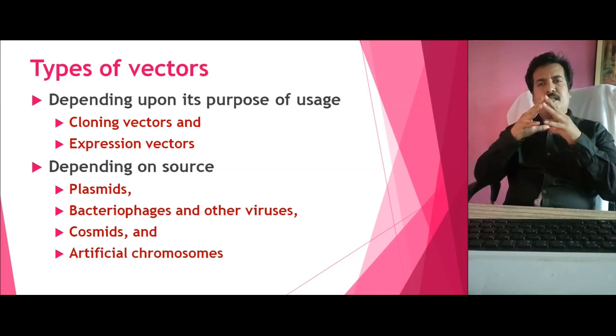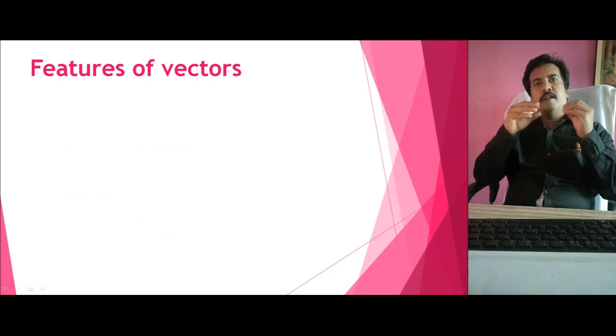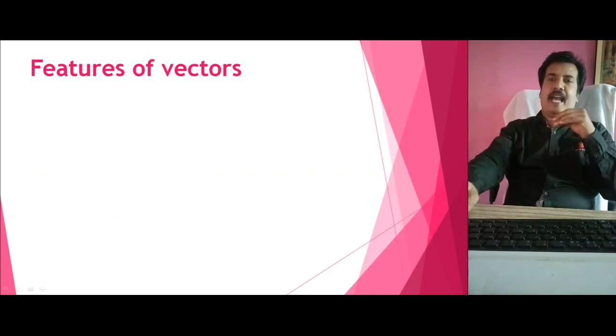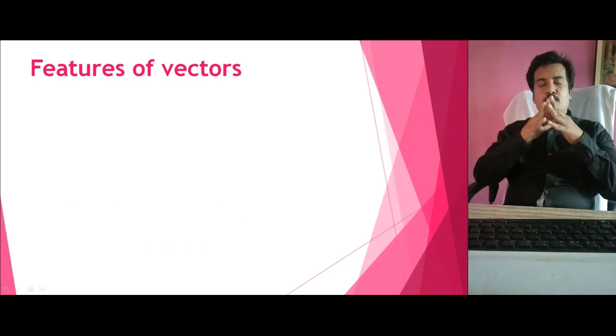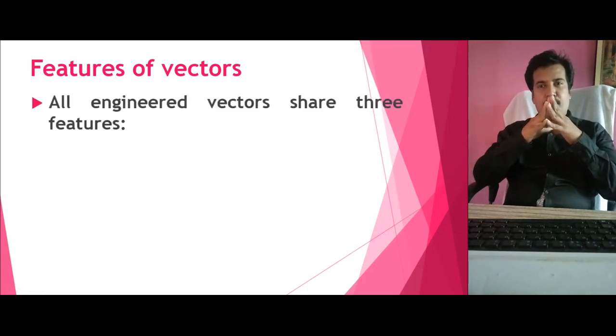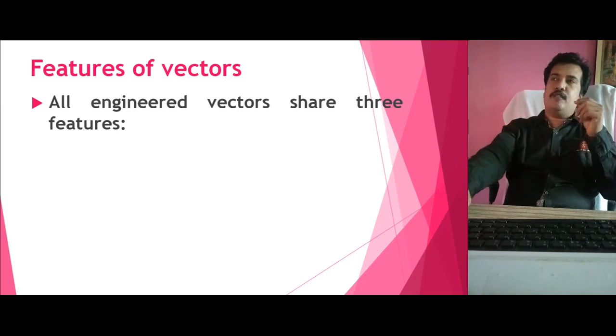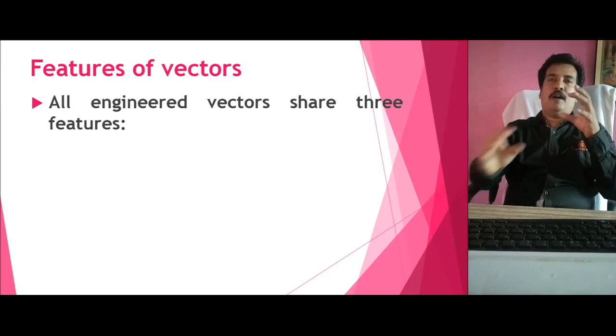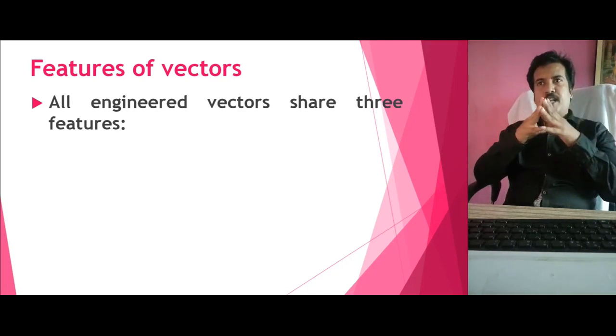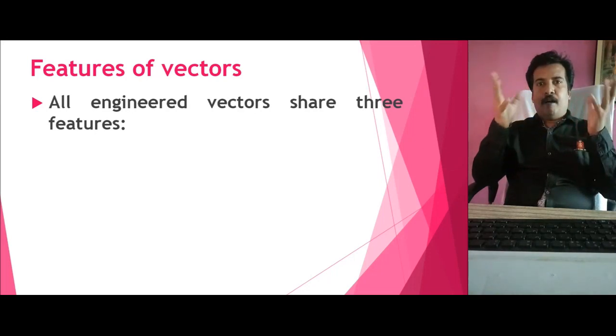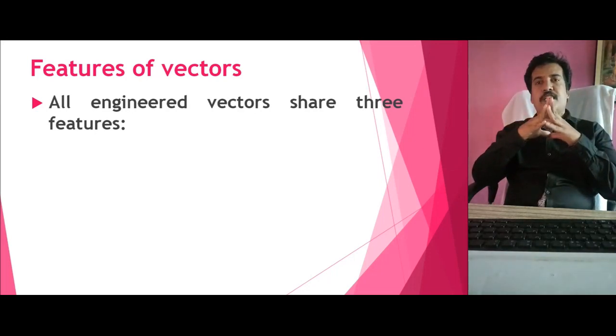And next, we are going to know what the key characteristics or key features are that a vector should have so that it has an ability to carry the foreign DNA and produce it in large quantities. Vectors obtained from nature are very few in number. Generally, all the vectors we currently use are engineered vectors. All engineered vectors should carry the following three features.